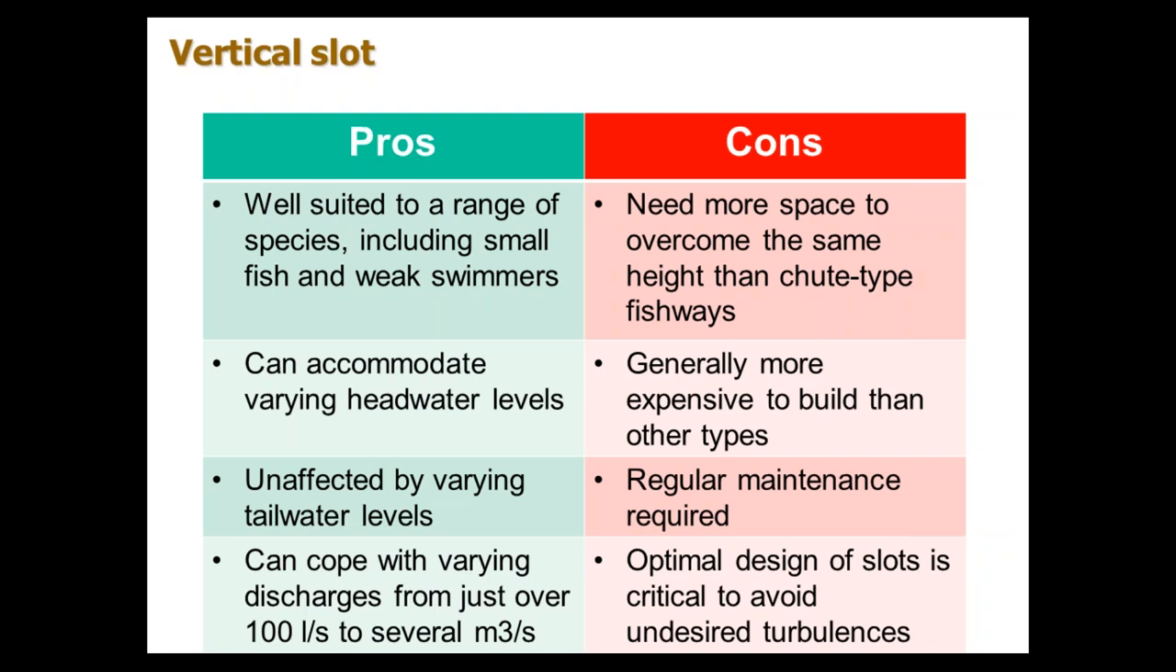What are the pros of vertical slot fish passes? They are well suited to a range of species, including small fish and weak swimmers. I think vertical slot fish passes are the best to build in our barriers in general. They can accommodate varying headwater levels. They are unaffected by varying water levels. They can cope with varying discharge from just over 100 liters per second to several cubic meters per second.